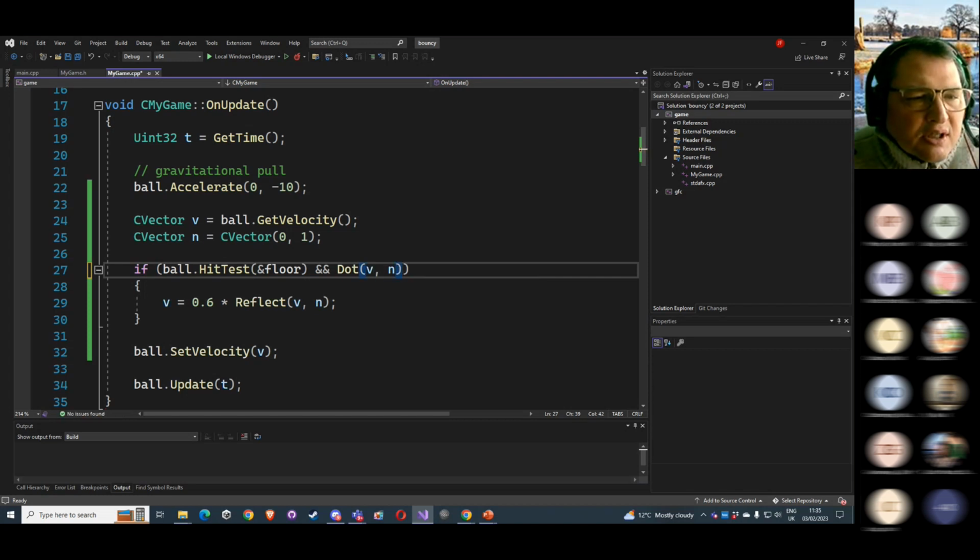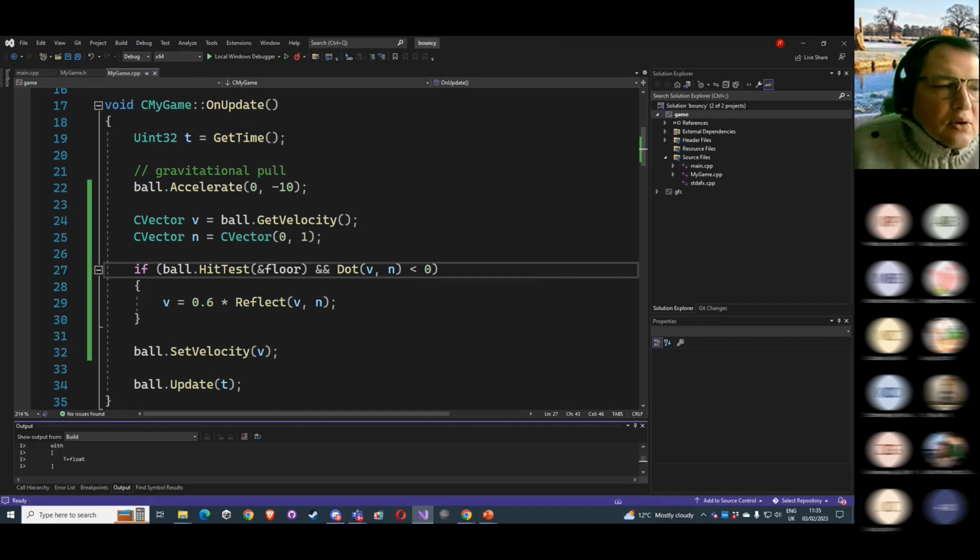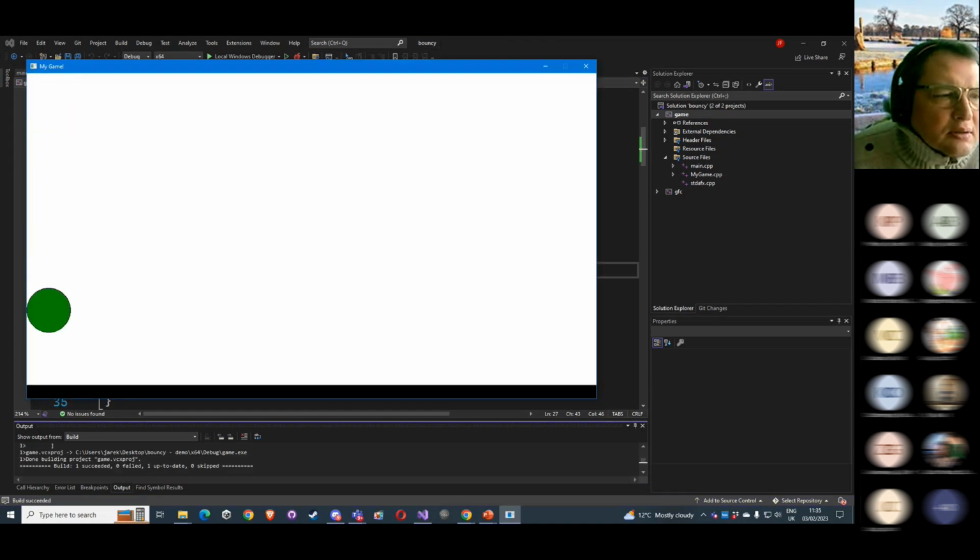So this is a standard GFC function to find the dot product of v and n. So it's v dot n, and it has to be less than 0. With this addition, we don't have our glitch anymore.